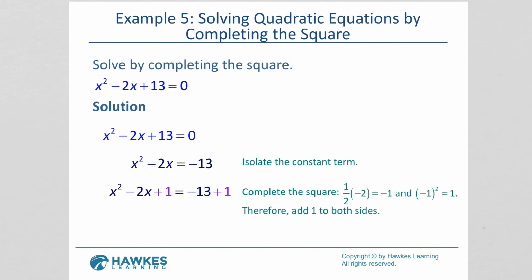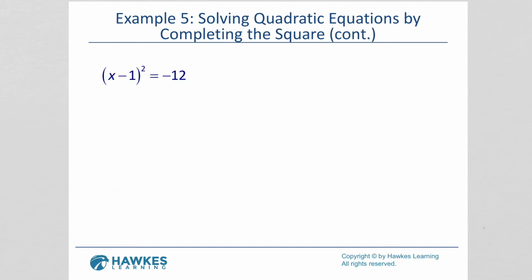And we're going to complete the square by taking 1/2 of -2, which is -1, and -1 squared is 1. We're going to add 1 to both sides. That gives us x squared minus 2x plus 1 equals -13 plus 1. Then the left side factors into (x - 1) squared equals -12.